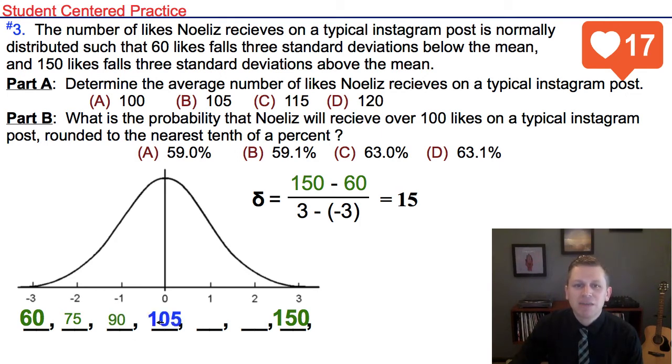90 plus 15 means we have an average of 105. I want to check my answer by continually adding 15 and make sure I get to 150. I add 15, I get 120. Add it again, I get 135. 135 plus 15 is 150, so it's correct. So the average number of likes is 105.